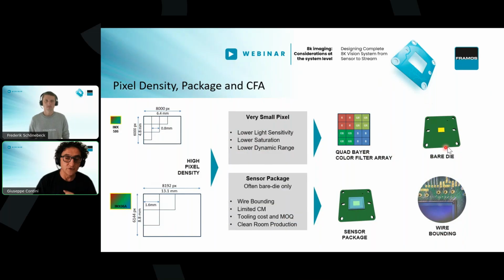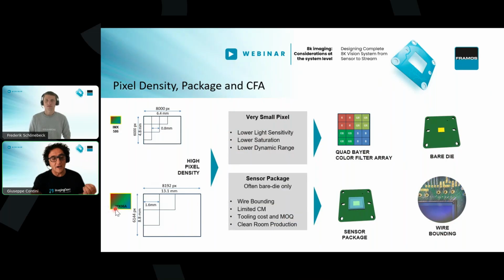So this is a sensor board, a drawing of it, and there's no package, compared to some typical situations where you have the package. And this is a huge difference because, of course, you have to do wire bonding. This means you have to have a contract manufacturer. This is not very easy to manage, and there are tooling costs, quantities, and so on and so forth. So you see how small pixels lead to a lot of new topics that need to be managed.